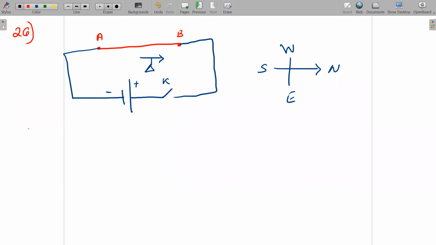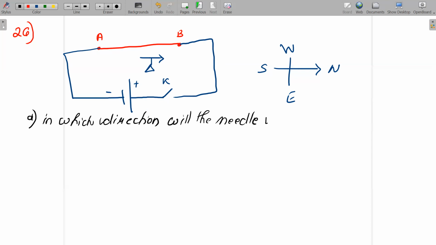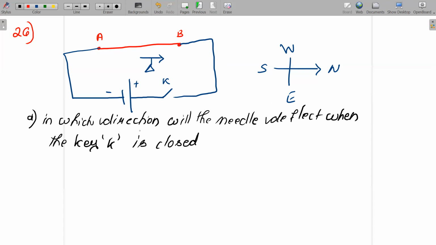Now, first question you should write. A. In which direction will the needle deflect when the key K is closed? See, when it is closed, the current will be passing like this, in this direction. So which direction will it deflect? Downward, right? So the answer is towards east.